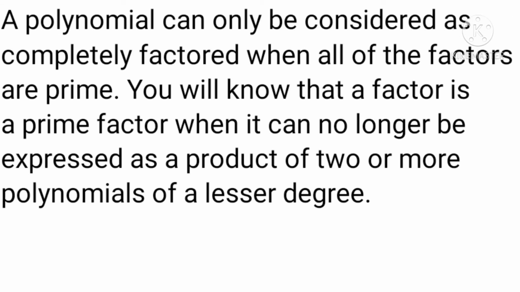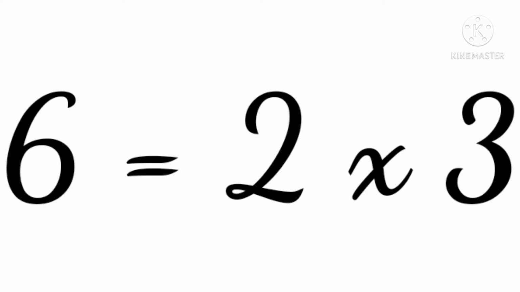A polynomial can only be considered as completely factored when all of the factors are prime. You will know that a factor is a prime factor when it can no longer be expressed as a product of 2 or more polynomials of a lesser degree. For example, 6 cannot be considered as a prime factor because it can still be expressed as 2 times 3.